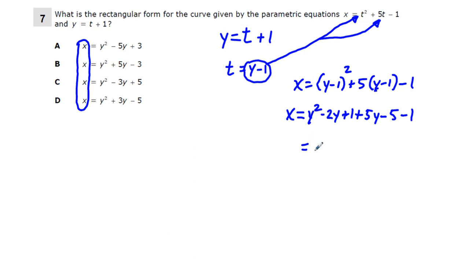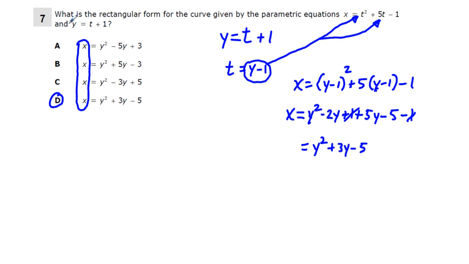Okay, for that we get y squared, and then combining terms we have negative 2y plus 5y is going to be plus 3y, and then we have 1 minus 5, or we could say this 1 and negative 1 will cancel each other. We're left with minus 5. So our correct answer in this instance is going to be answer choice D.